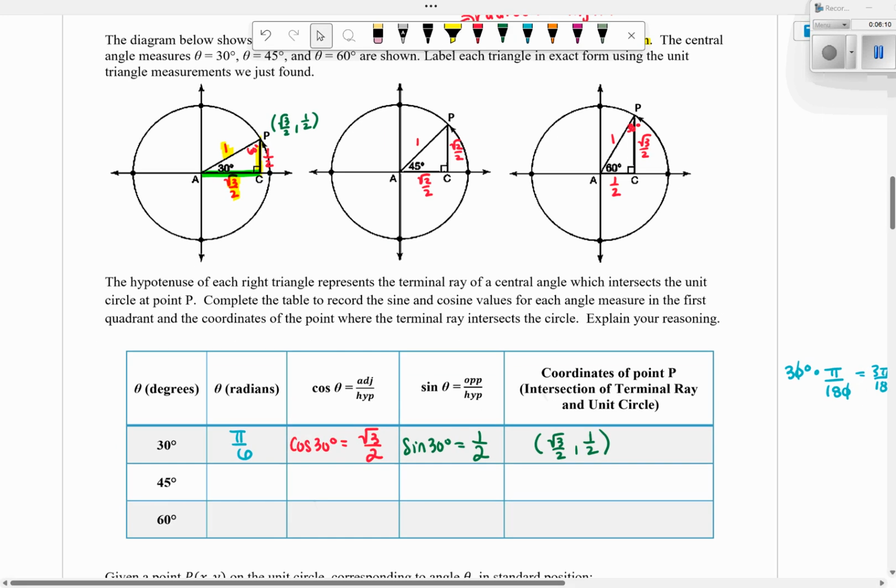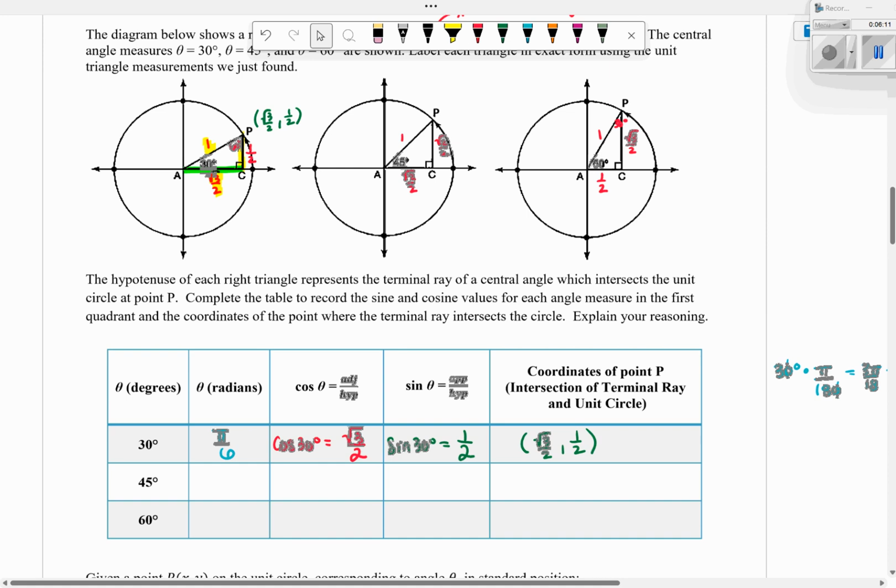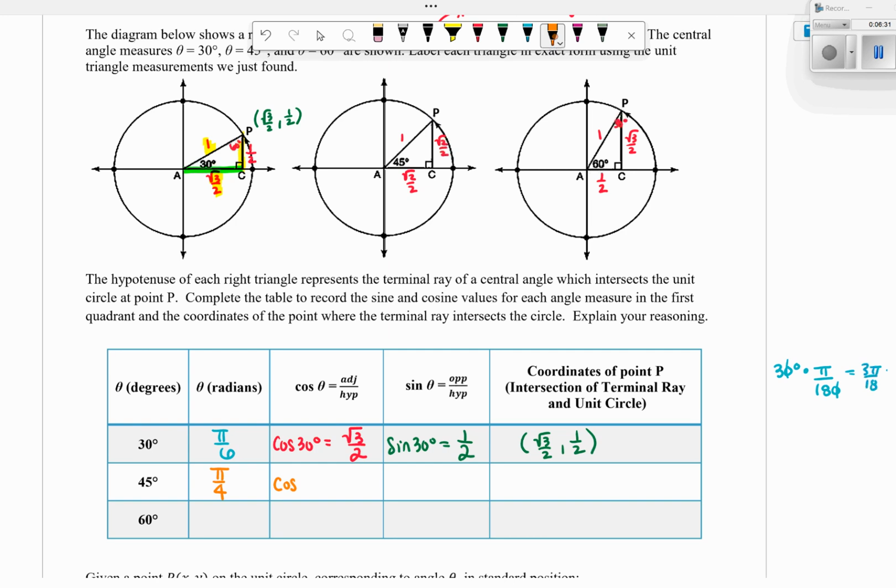So let's keep going. Let's look at the 45-degree triangle. So that's the middle circle. For this triangle, 45 degrees, the radian measure is pi over 4. And so remember, a way to think about that is if 90 degrees is pi over 2, half of that is pi over 4. So then we want to find the cosine of 45 degrees, or pi over 4.